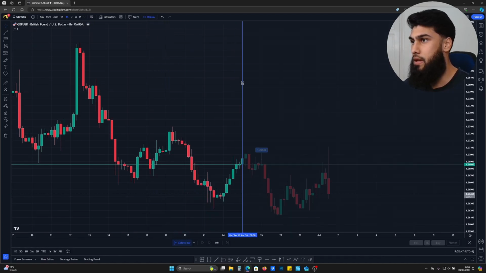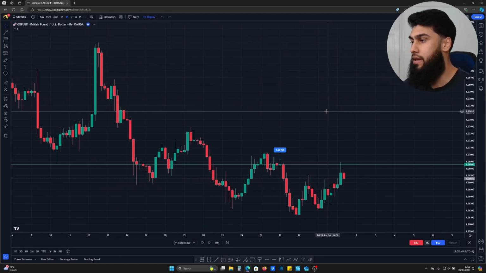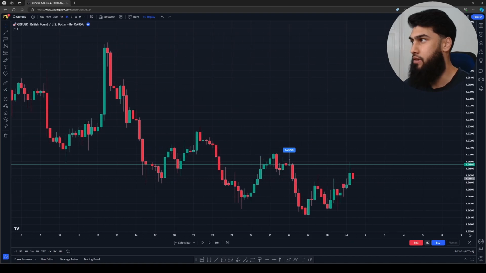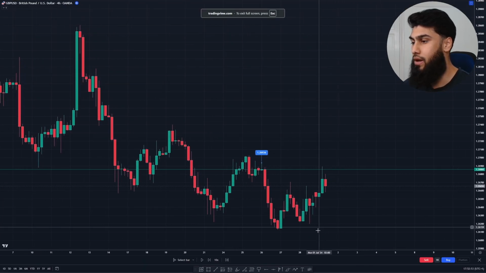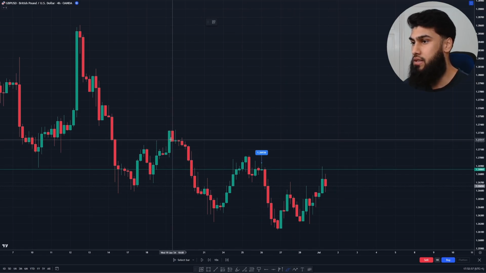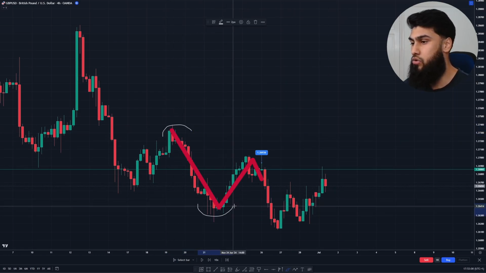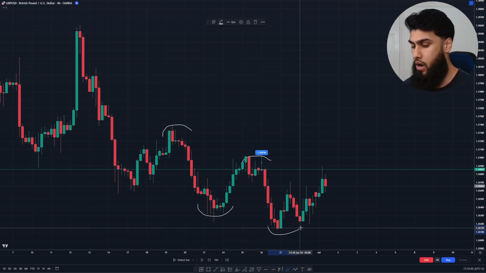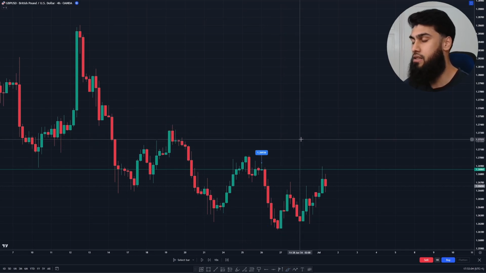So if we use the replay tool to give you an example, we're going to begin our example on the 4-hour time frame. Now on the 4-hour time frame, we need to look at market structure to determine what direction we're heading in. So as you can see, market structure is creating lower lows and lower highs. So we know that the 4-hour time frame is bearish. So that's our first step.